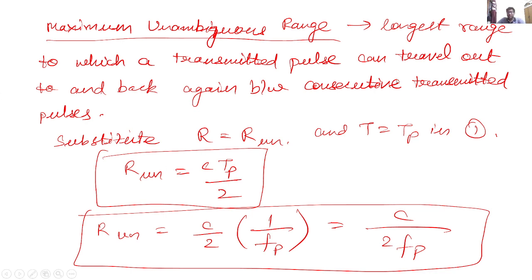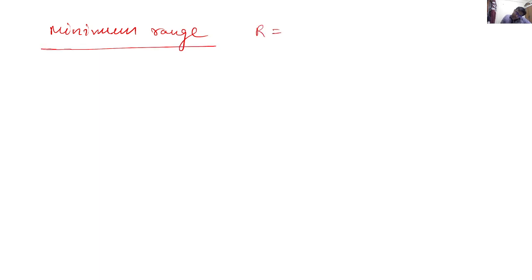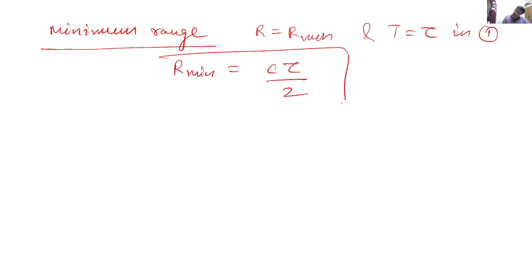Now another concept arises, that is minimum range. From this itself, for minimum range, R, the range is minimum, and time is tau. Just put these values in equation number 1, and we will get that expression straight away. So R minimum is c tau by 2, that is the expression for it.